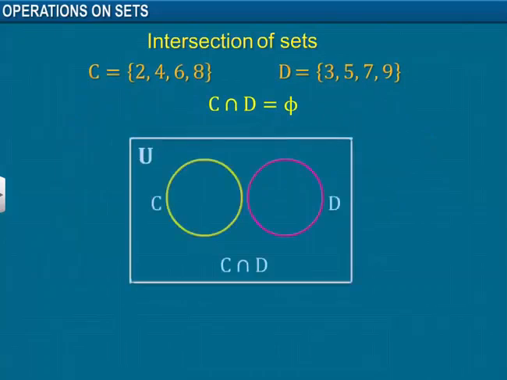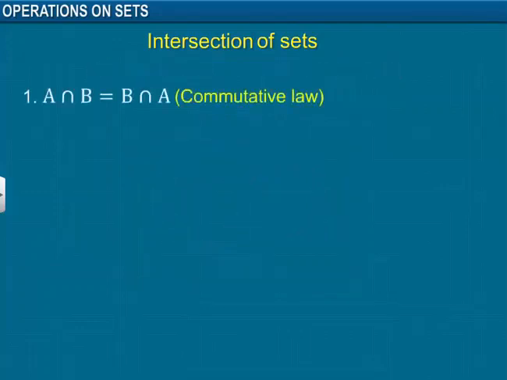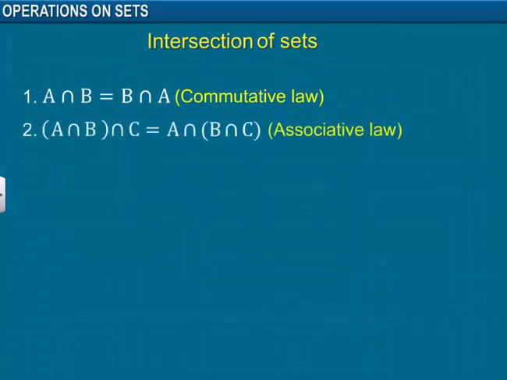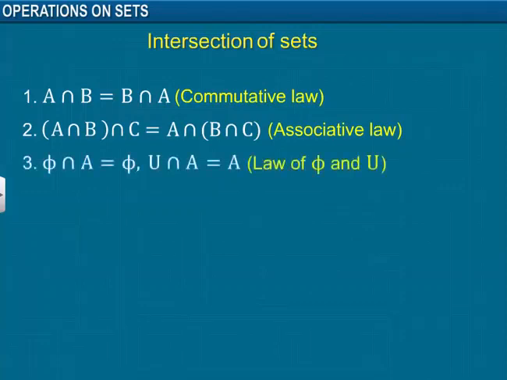Some properties of the intersection of two sets are as follows. The intersection of two sets follow the commutative law. The intersection of three sets follows the associative law. The intersection of a set with a null set results in the null set. The intersection of a set with the universal set results in the set itself. The intersection of a set with itself follows the idempotent law. Intersection is distributive over union.